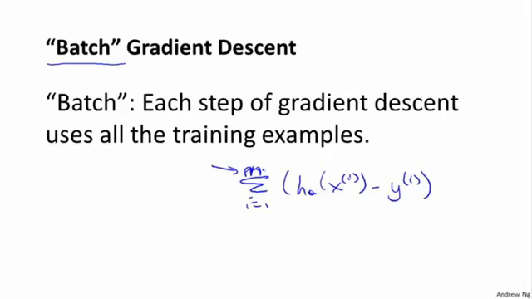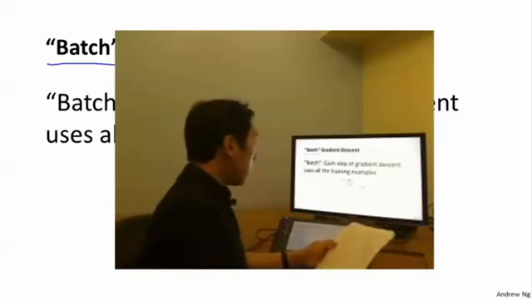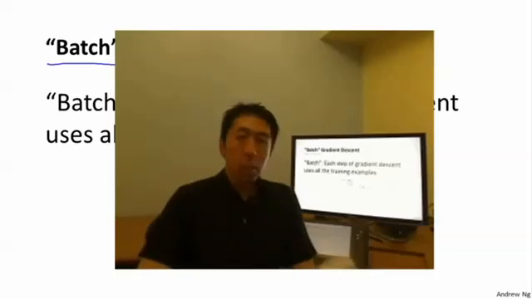There are sometimes other versions of gradient descent that are not batch versions, but that instead do not look at the entire training set, but look at small subsets of the training set at a time. We'll talk about those versions later in this course as well. But for now, using batch gradient descent, you now know how to implement gradient descent for linear regression. So that's linear regression with gradient descent.